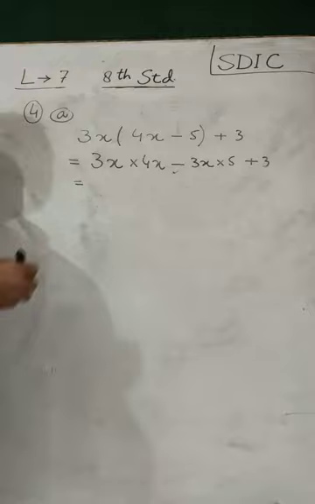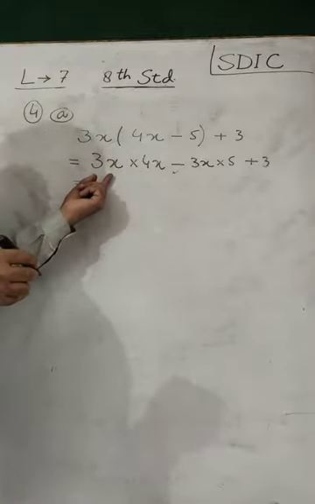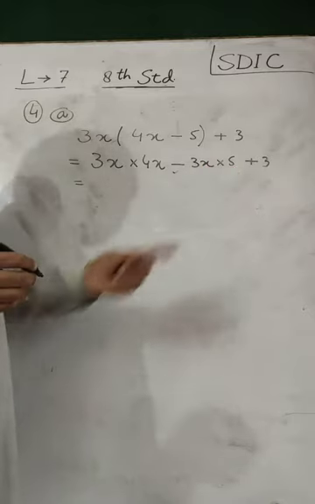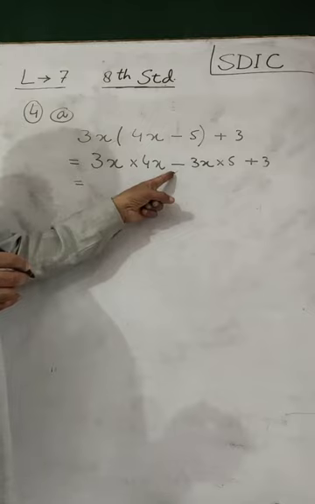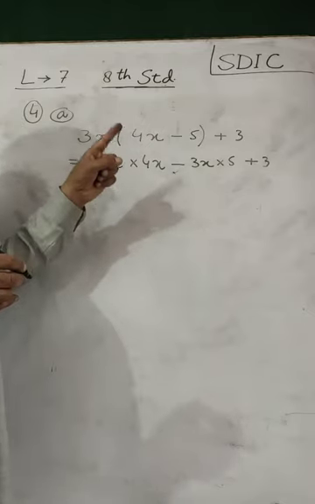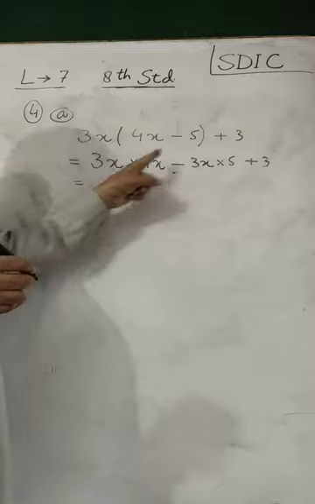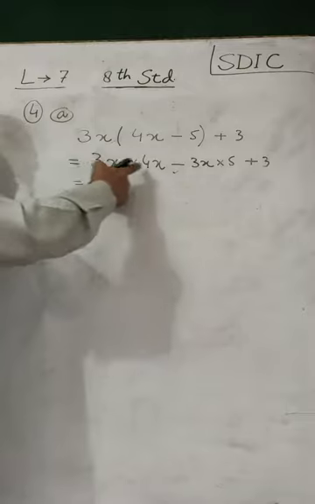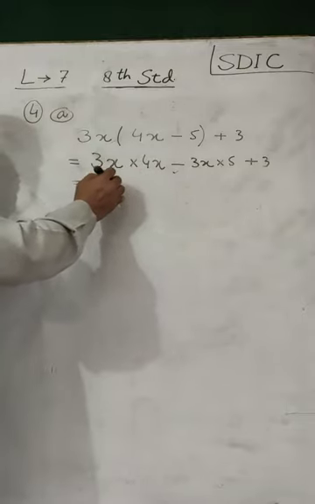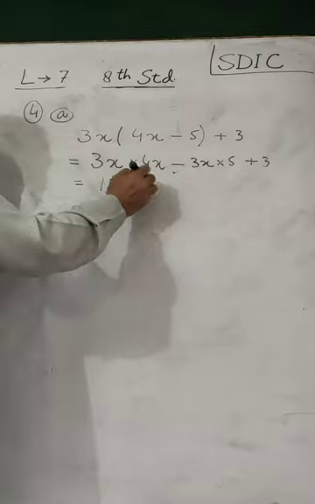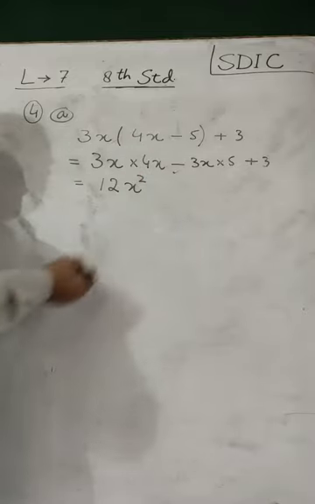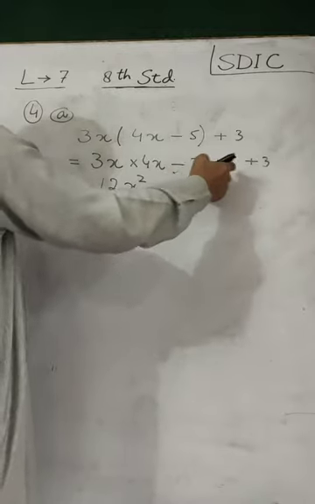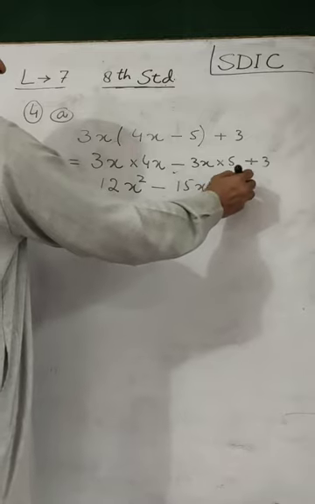Now, this involves multiplication of monomial by monomial at two places. Here also you have to multiply monomial by monomial. Will not add first, will not subtract first, because BODMAS says you have to first multiply. So multiply first. You have to multiply here, you have to multiply here. As you multiply monomial by monomial, multiply their coefficients, 3 4s will be 12. x square you will get, bases are same, powers are added. Then minus sign, 3 5s are 15x, we are multiplying monomial by monomial, plus 3 will remain as it is.